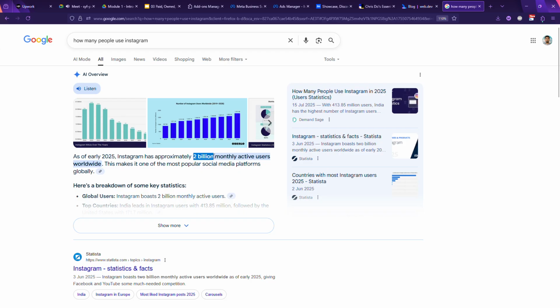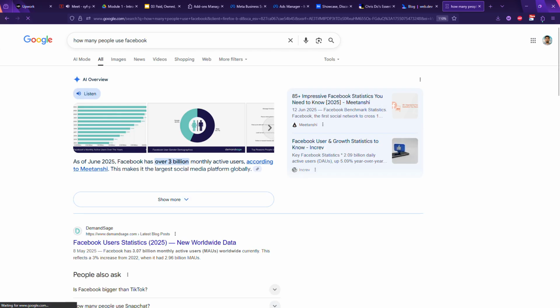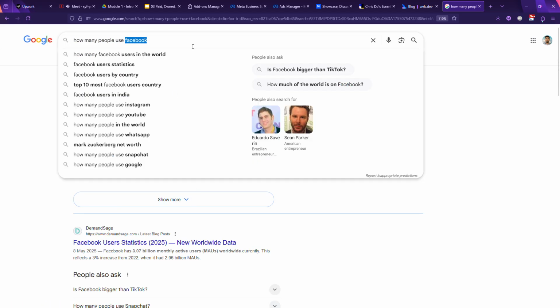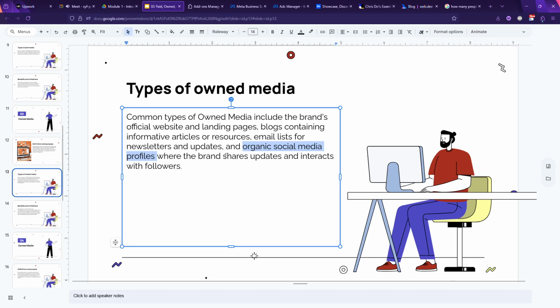Instagram is used by 2 billion people. Facebook is used by over 3 billion people. YouTube is used by 2.7 billion people, monthly logged-in users. They use it in billions every month. So that's why social media is the big thing now, and content is king. That's what they say.